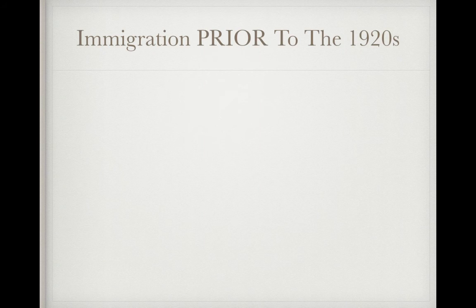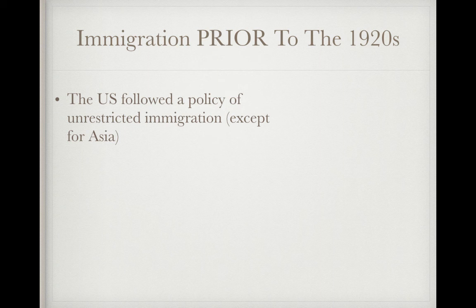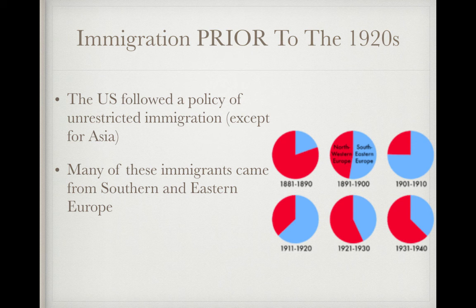All right, so we need to rewind a little bit and go back to earlier history to look at American immigration prior to the 1920s, prior to the end of World War I. So the U.S. followed a policy of what was referred to as unrestricted immigration except for Asia. For most areas of the world, the U.S. really didn't put limits on who could come to the United States prior to the 1920s. There were limits, though, for the peoples of Asia.